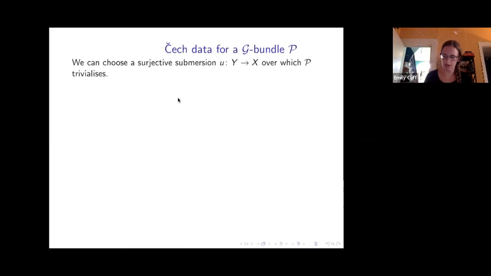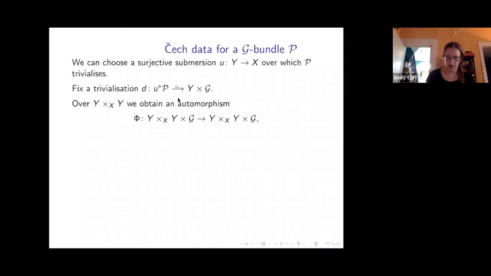So we know that P is locally trivial. So we choose a surjective submersion over which it trivializes, and we fix a trivialization, which is called D. And then very similar to the classical setting, if I pull back to the fiber product Y ×_X Y, I obtain two isomorphisms. So I can pull back in two ways, and I obtain two isomorphisms between the pullback of P and the trivial bundle. And composing those, I get an automorphism of the trivial bundle.